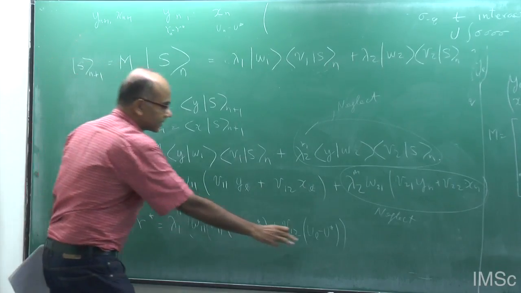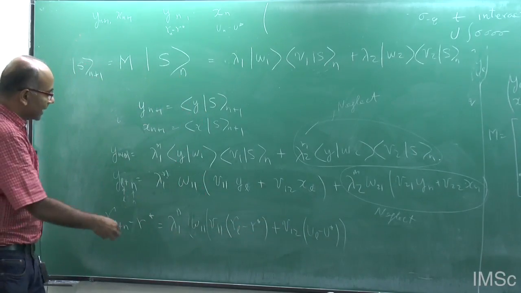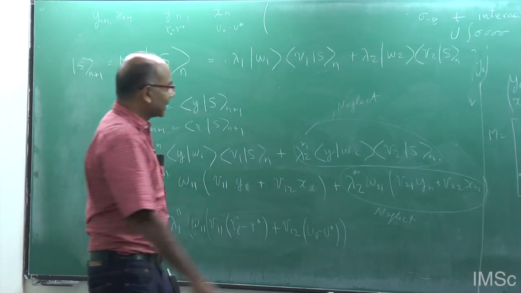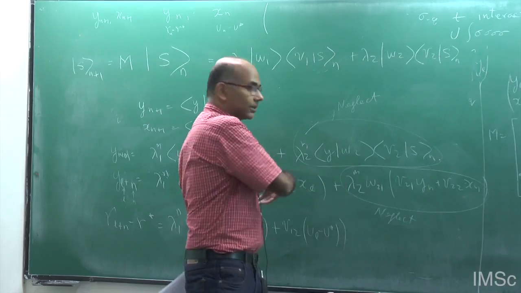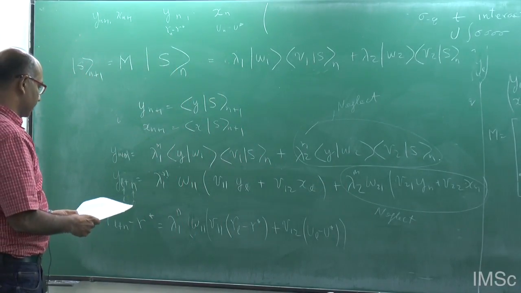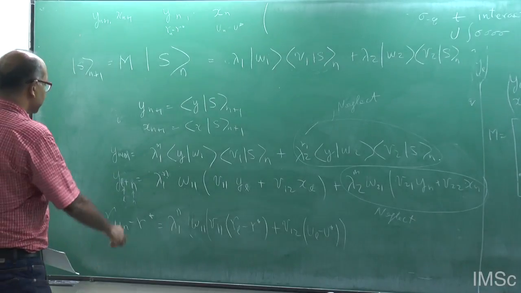These are the deviations. And when you do it n times, all that happens is it becomes lambda 1 to the power of n. And I've neglected the lambda 2 compared to this because it's a small number. And this is the equation for r.